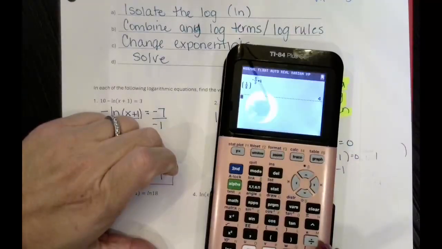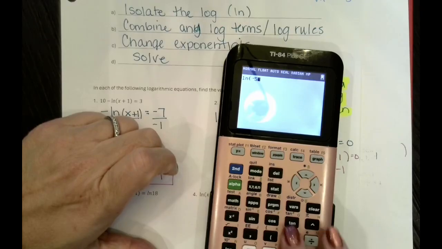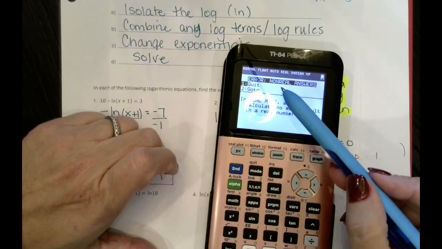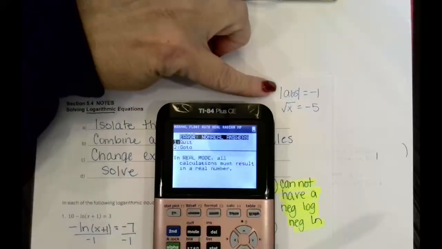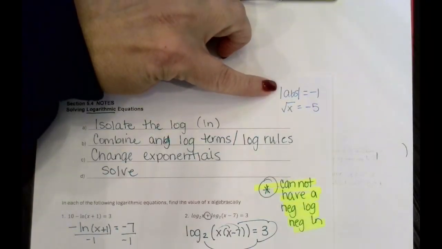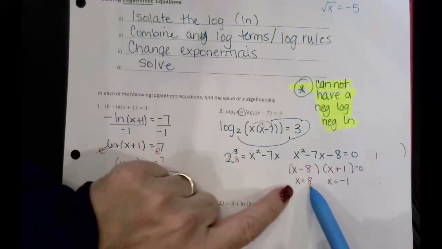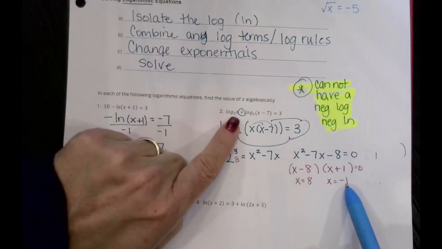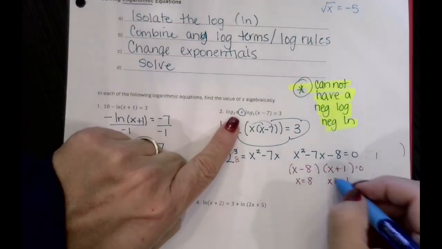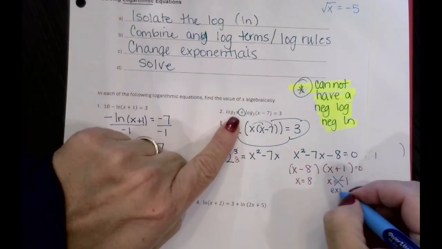So here's what happens if I look at this. If I take ln of negative 5, I get an error, non-real answer, right? So it's just like one of these. It doesn't work. So if I look at this, I have x equals 8 and x equals negative 1. Well, because this part of my original equation is just an x, this is extraneous.